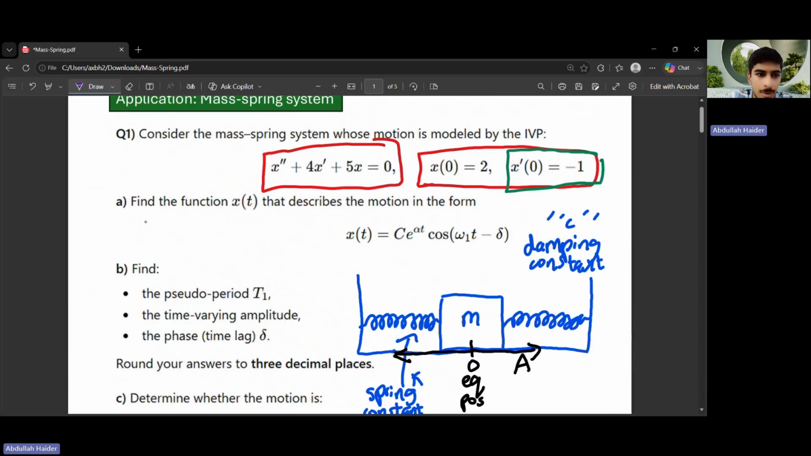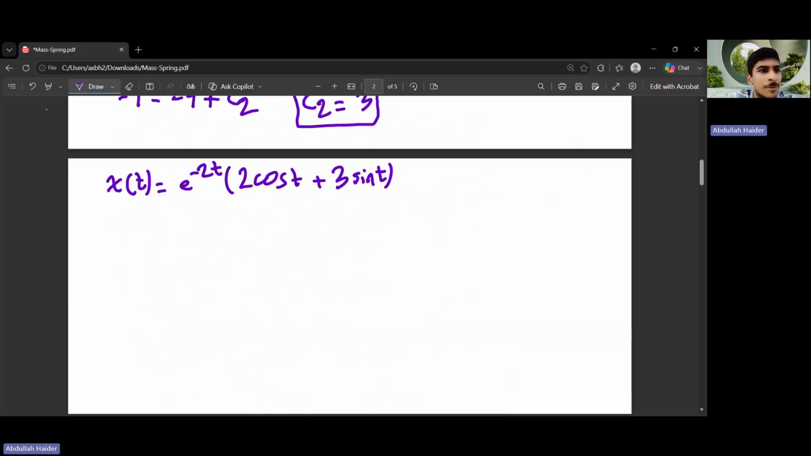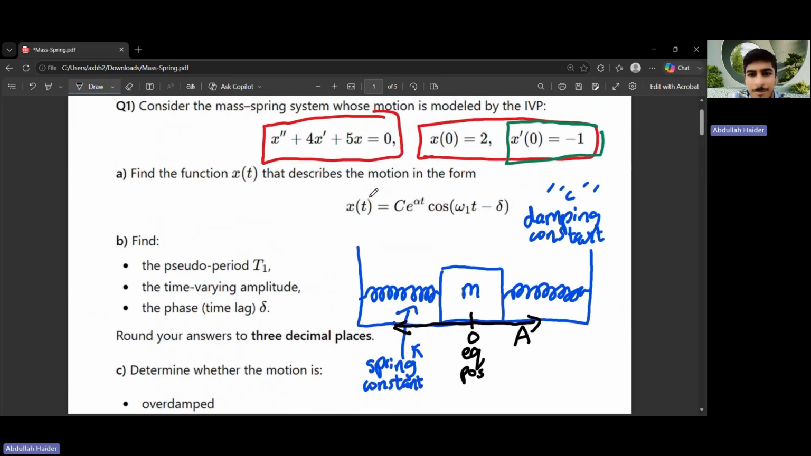But here, they want to find the function x of t that describes the motion in the form, this one. They want it in this form. Before I get to this, I'll explain a few formulas you really need to know. So C is considered, no, this is not the small c. This is not the damping constant. This is the big C, and this big C is called the amplitude.